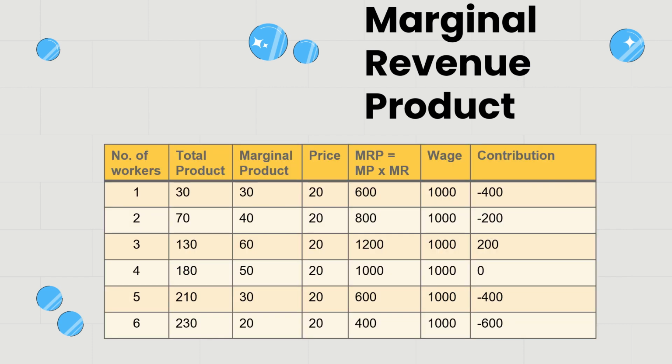This is the table, or basically the data, for you to understand it properly with numbers. So if I'm increasing the number of workers from 1 to 2, my total product also increases from 30 to 40. That means my marginal product is 40 and my price is nothing but your average revenue or marginal revenue, because the price is constant. So your marginal product, which is the additional product, and the price, when you multiply these two numbers, you will get your marginal revenue product.